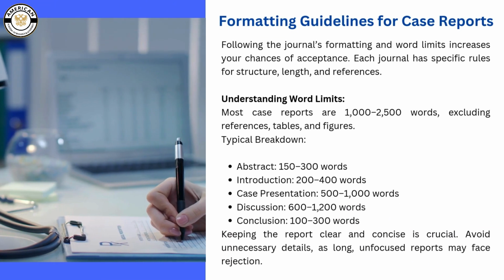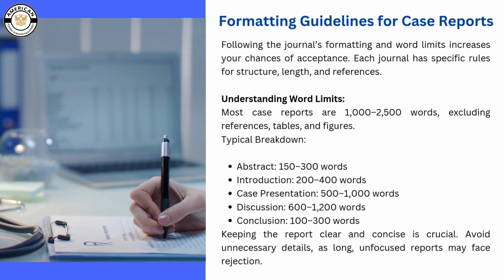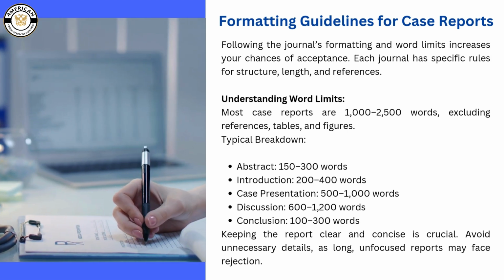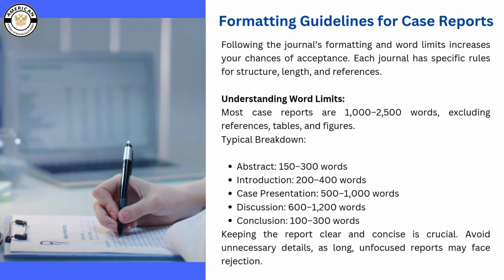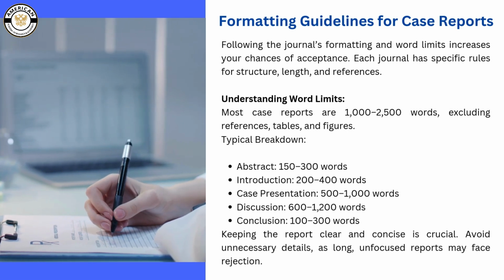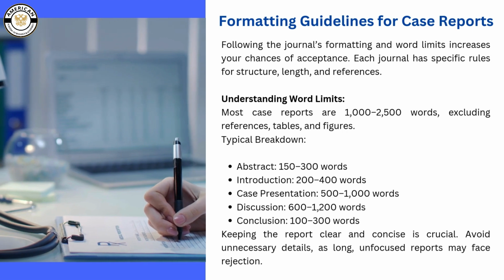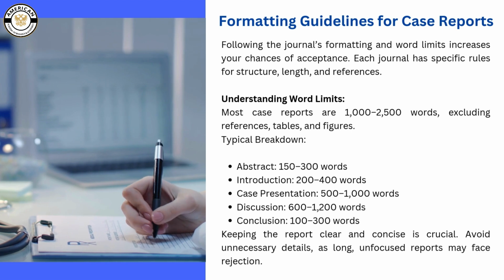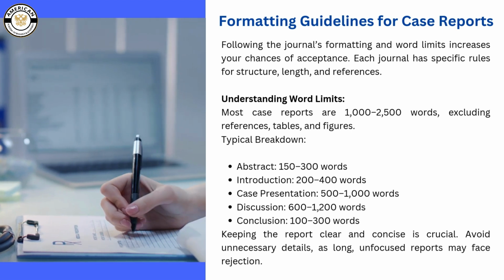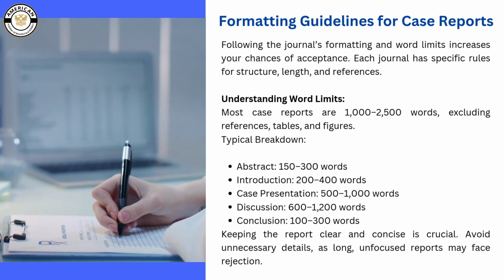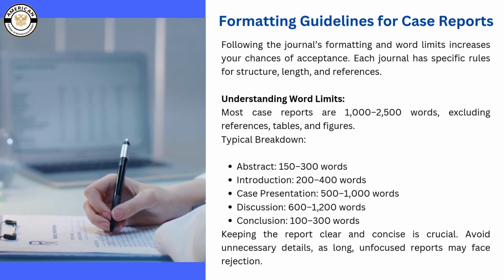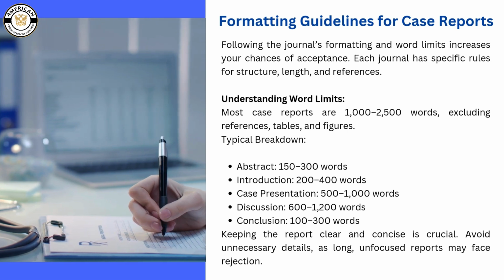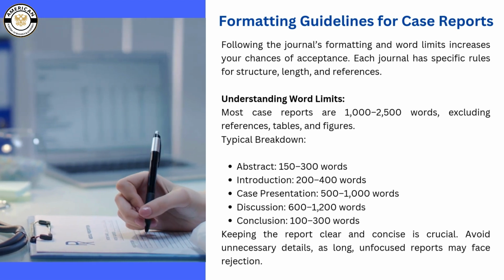One of the key aspects of writing a case report is adhering to the journal's word limit and formatting requirements. Every journal has specific guidelines regarding length, structure, and reference formatting, and following these rules can significantly increase your chances of acceptance. Most journals impose a strict word limit for case reports, typically ranging from 1,000 to 2,500 words. This limit includes the main body of the text, but may exclude references, tables, and figures, depending on the journal's policy. Some journals also require a structured abstract with a separate word count, usually 150 to 300 words.